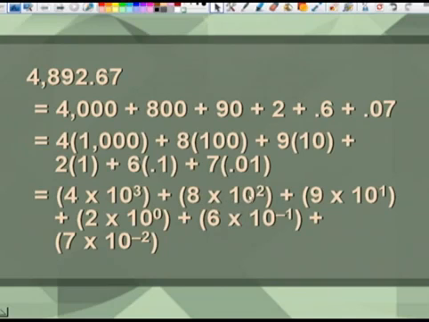4, 10 cubed, 8, 10 squared, 9, 10 to the first, 2 ones, and remember ones are 10 to the 0th power. 6, 10 to the negative first, 7, 10 to the negative second. Now, if one of these numbers had been a 0, technically, if this was 4,890, could I leave that 0 out of there? No, it would move things around. So we would have to have 0 times 10 to whatever exponent. So my point is this: whatever your highest exponent is and your lowest exponent, you need to have every exponent in between.